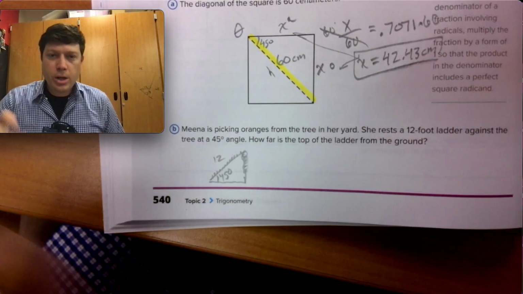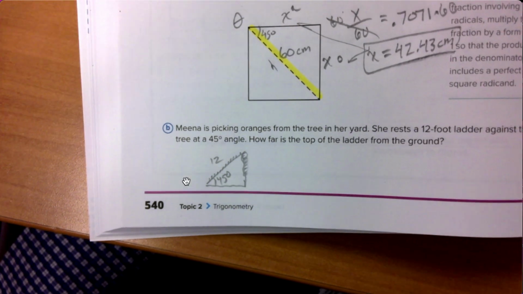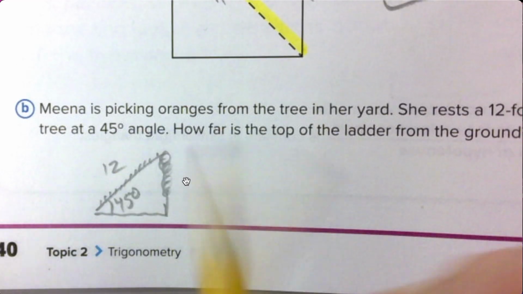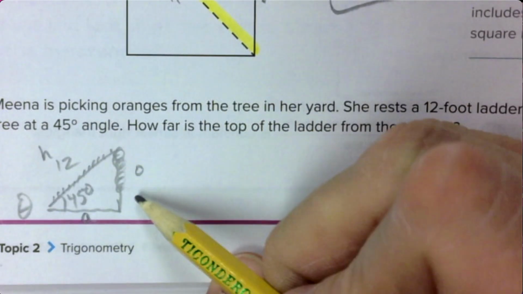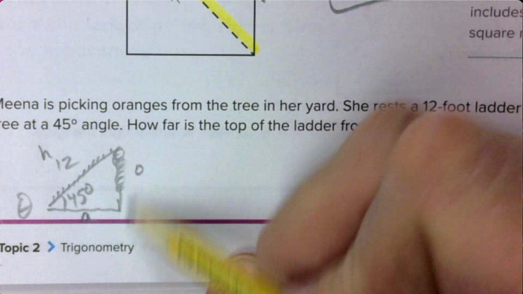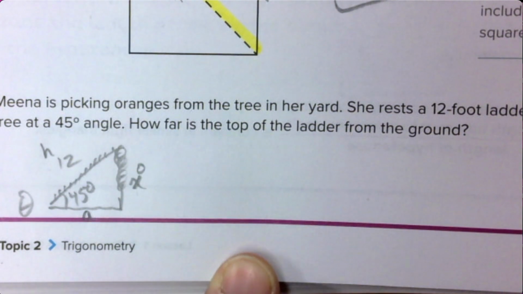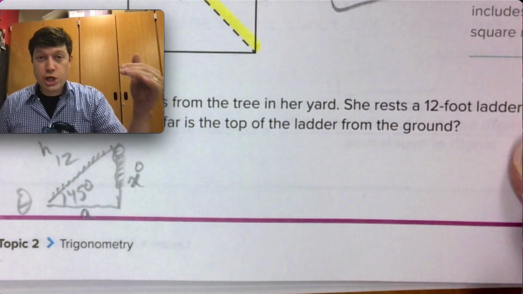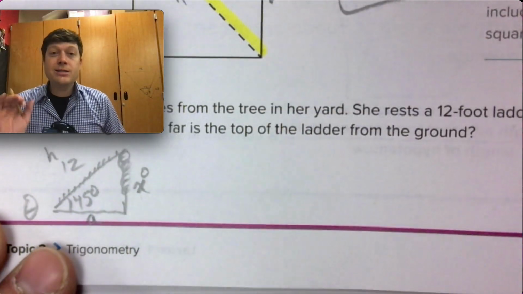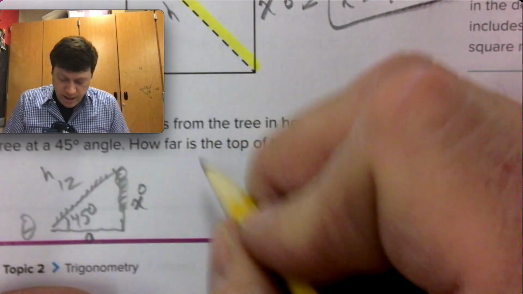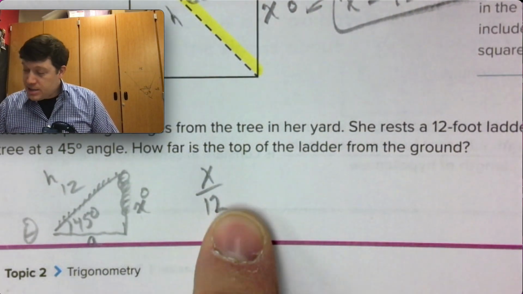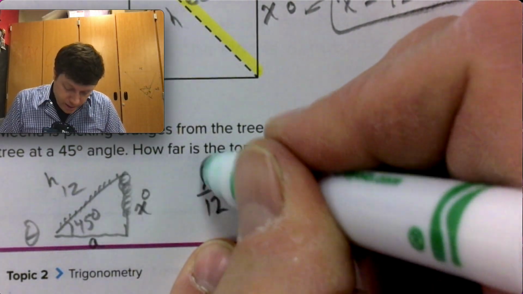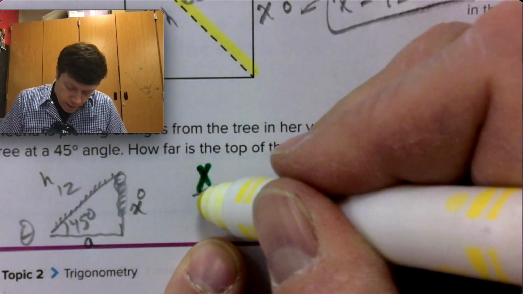So once again, zooming in, theta, HOA. We are going to label theta, the hypotenuse, the opposite side, and the adjacent side. And if we want to know how far the top of the ladder is from the ground, that's x. That's the unknown side that we don't know right now. We need to know it. So we can set up our fractions. We can set up the fraction of x over 12. And that x over 12 is the fraction of green over yellow.